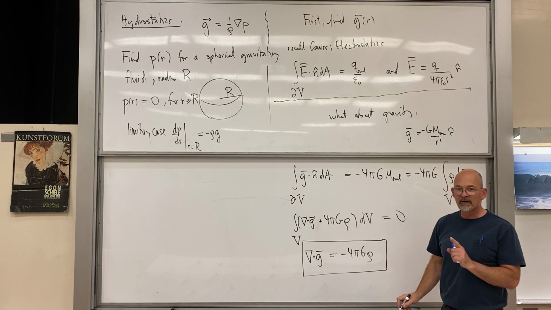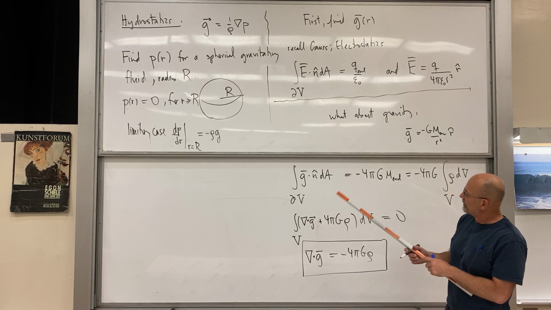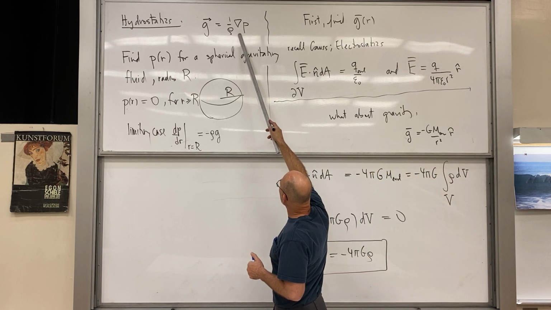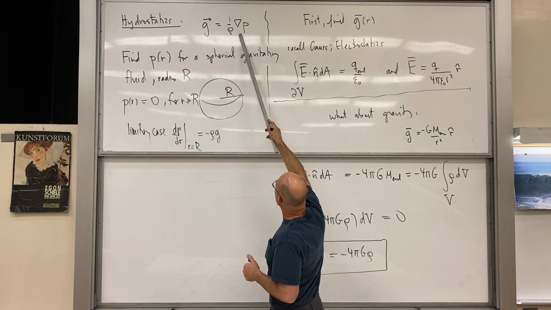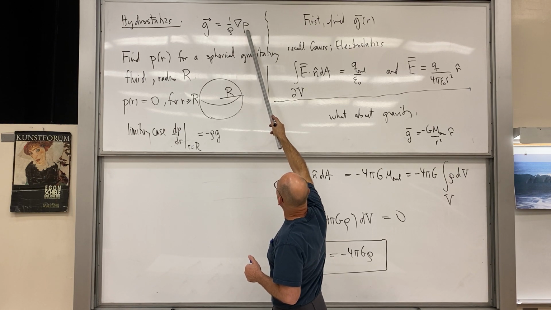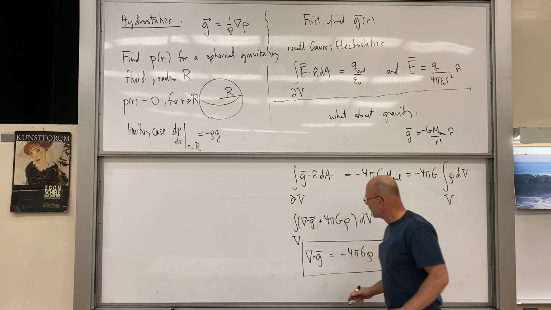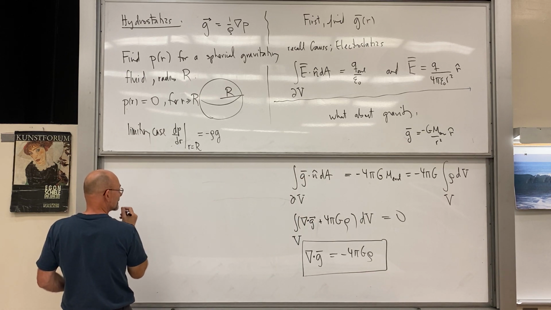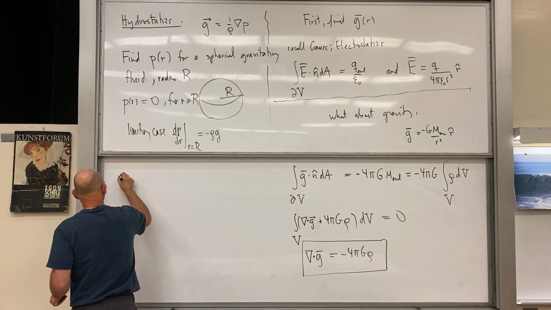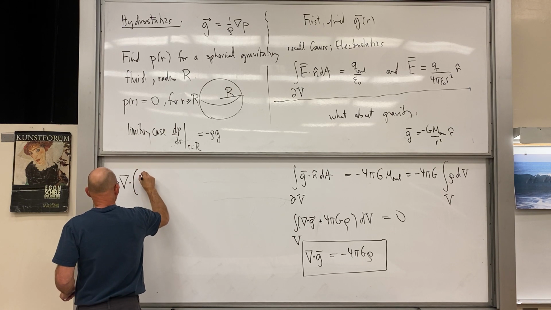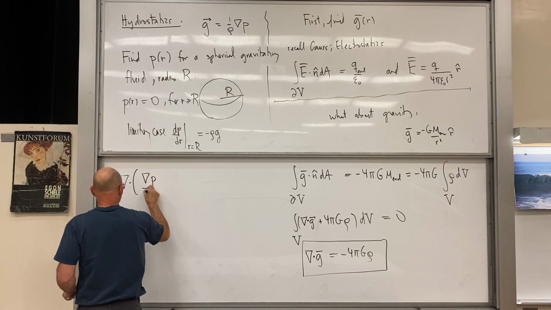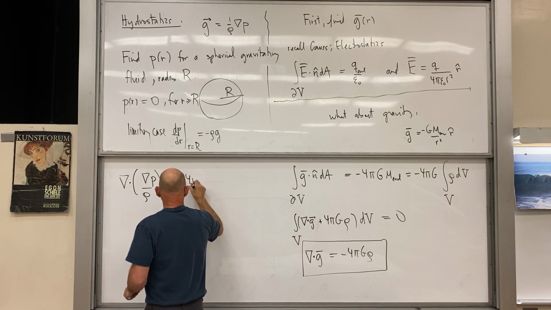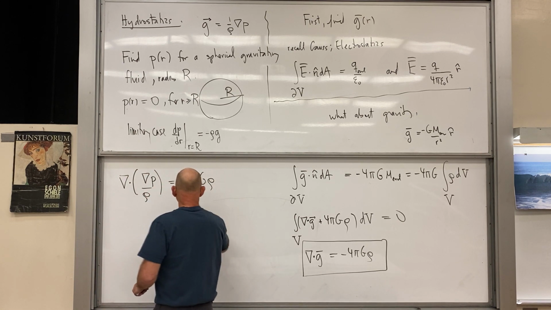Okay, so we're almost there, because we do know something about g in terms of the pressure. g is equal to the gradient of pressure over rho. So we immediately write the divergence of the gradient of pressure divided by rho is equal to minus 4 pi G rho.